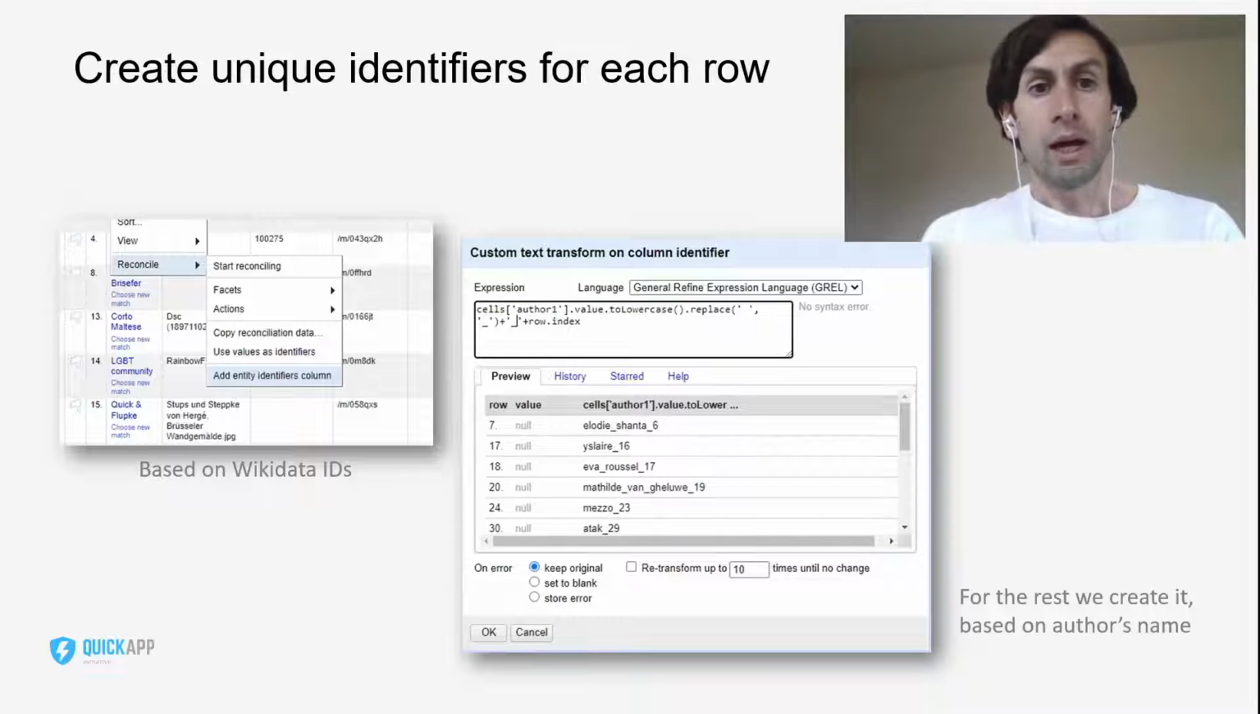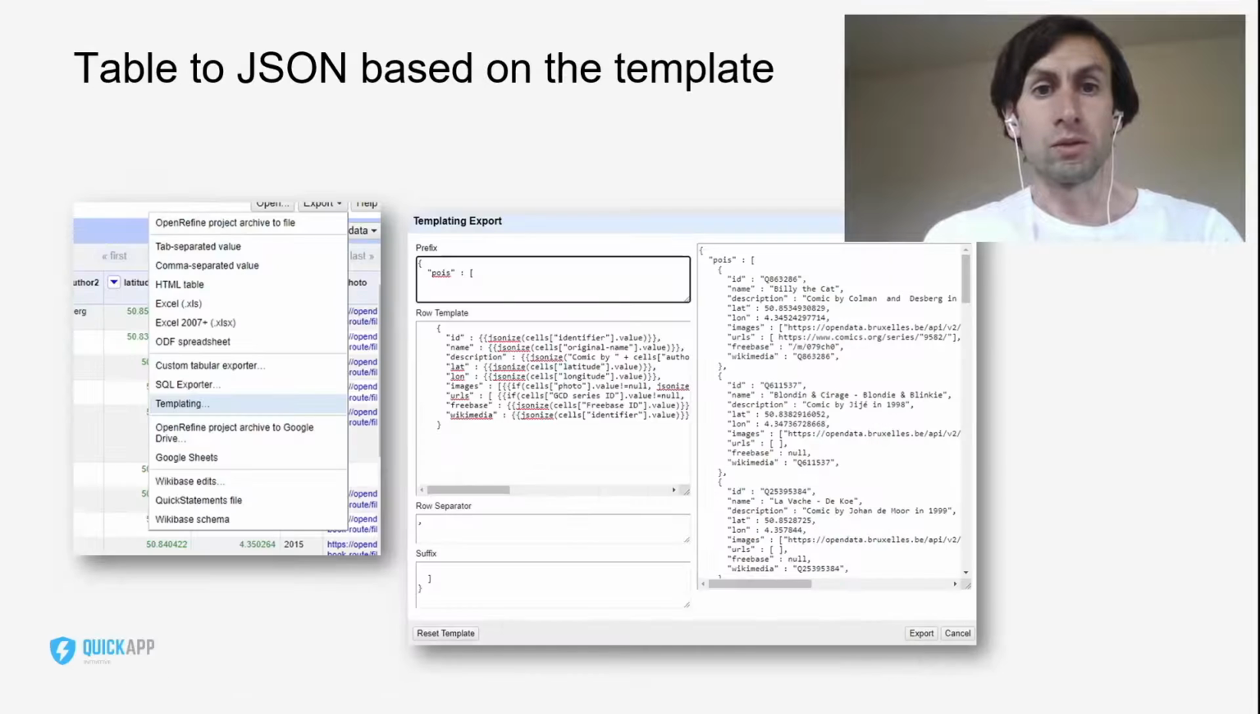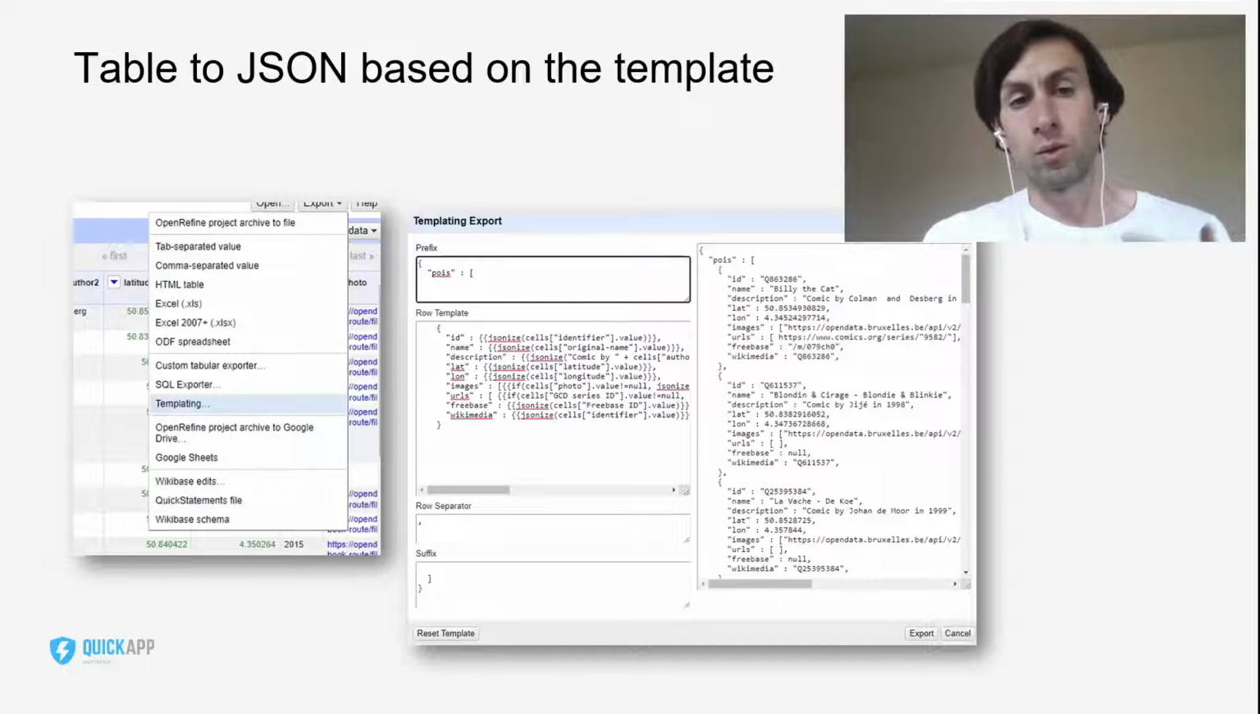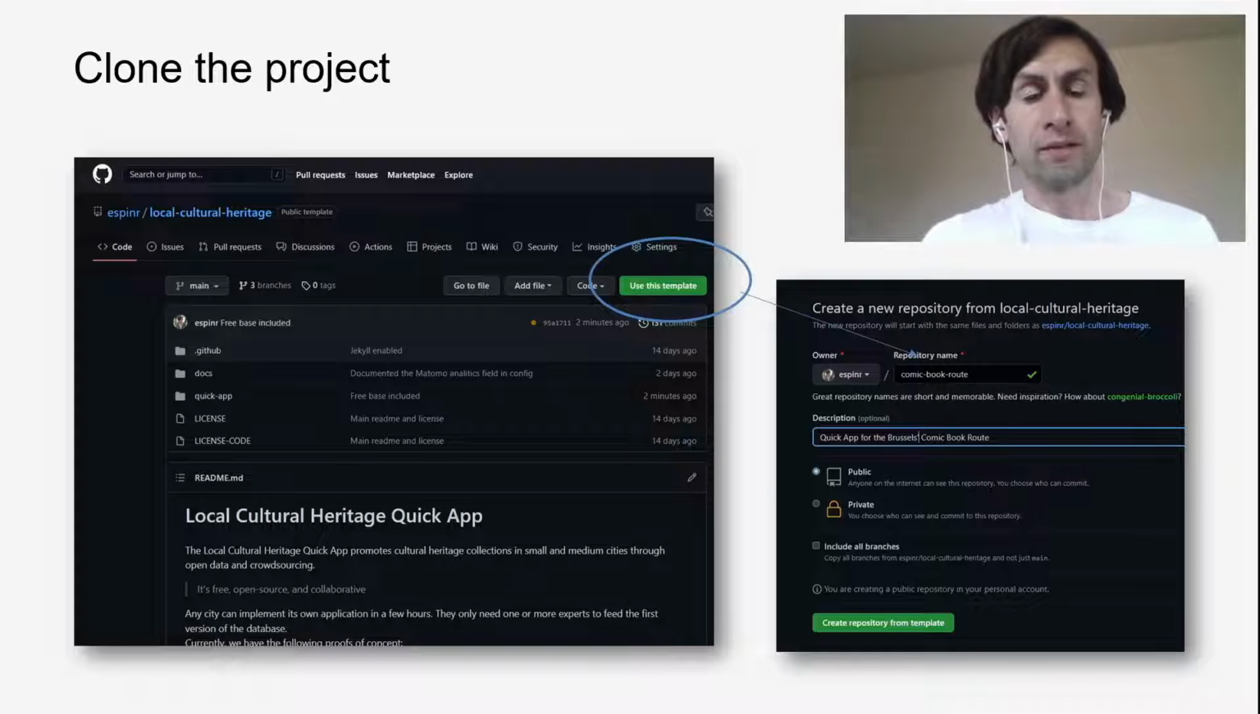We created a unique identifier for each row. The data was ready to be exported to JSON, the JSON file I told you was necessary to create the database. Now that we have the database, you can start cloning the project or forking the project to your own repository.